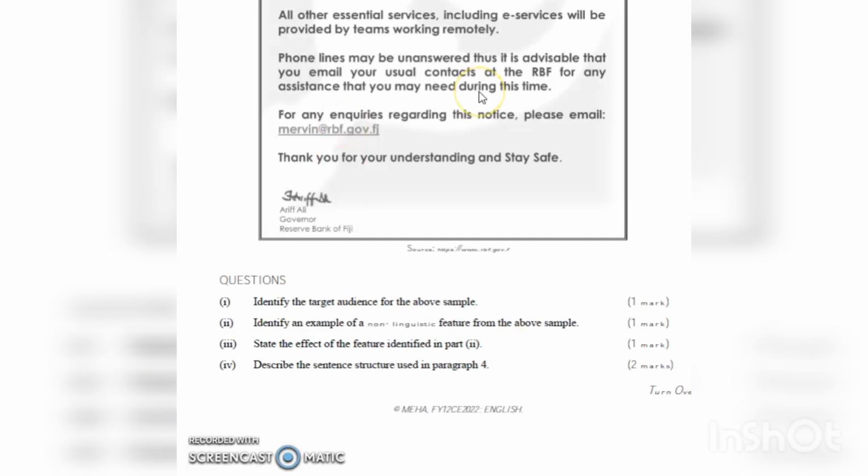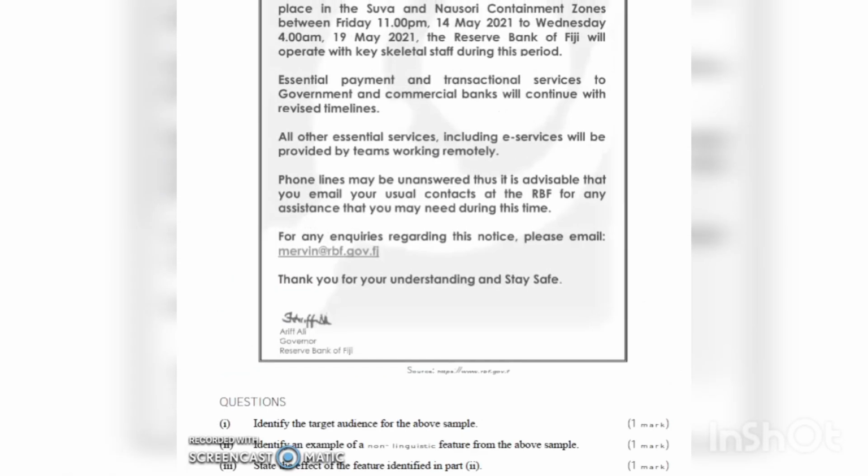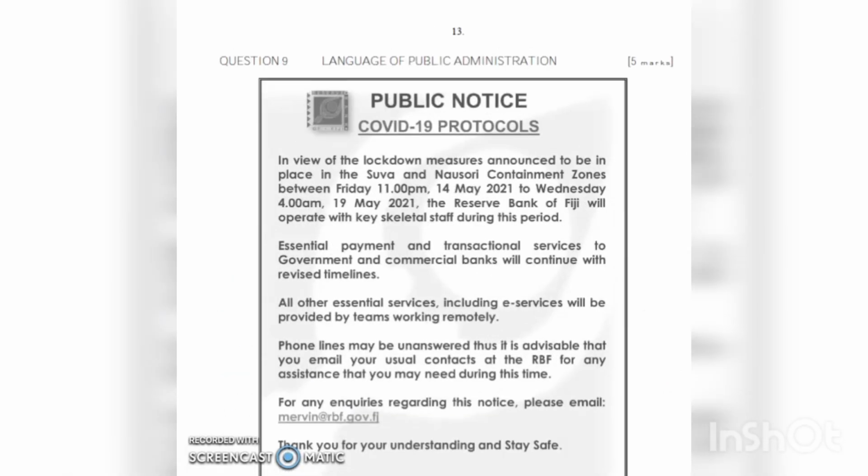Once again, you can always ask your teacher. You have time now to ask your teachers what the difference is between sentences and their purposes when writing a sample. Okay students, that is the end of question 9, which is the last question. Remember, there are 4 questions, so you choose whether you're going to do language of business and language of science, or language of newspaper reporting with public administration.